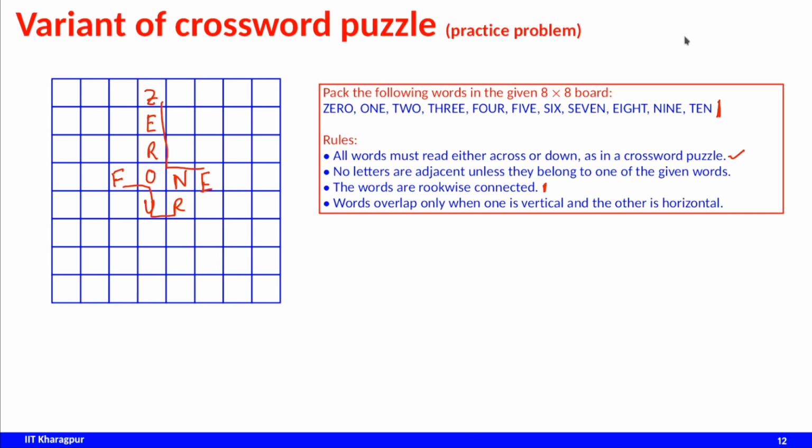And words overlap only when one is vertical and the other one is horizontal. So that means I cannot have this situation, ZERO, this is not possible. So with this set of constraints I have to fill this table, or I have to pack this set of words on this board. So you can treat this as an exercise problem and you can solve it.